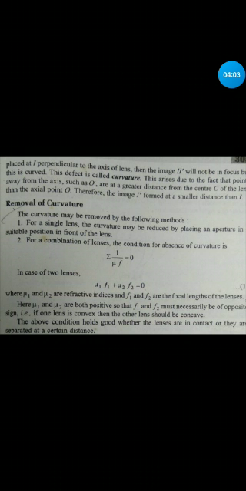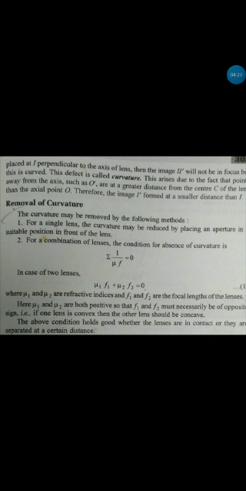Now we discuss how we can minimize the curvature of the field. Removal of curvature. For a single lens, the curvature may be reduced by placing an aperture in a suitable position in front of the lens. That means by using stops, we can minimize the curvature defect.